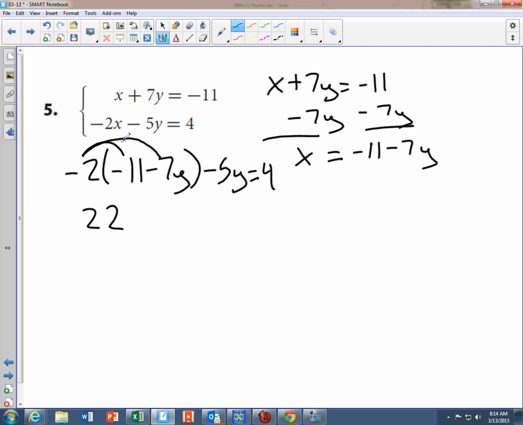Camille, what is that multiplication? I actually want you to say out the multiplication. Nope. You got to use the signs. Negative 2 times what? Negative 7y. Negative 2 times negative 7y. What happens when I multiply two negatives together, guys? It becomes positive 14y. Minus 5y equals 4.